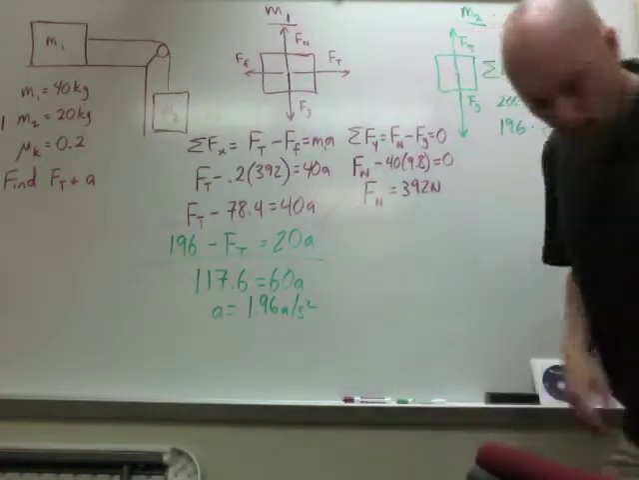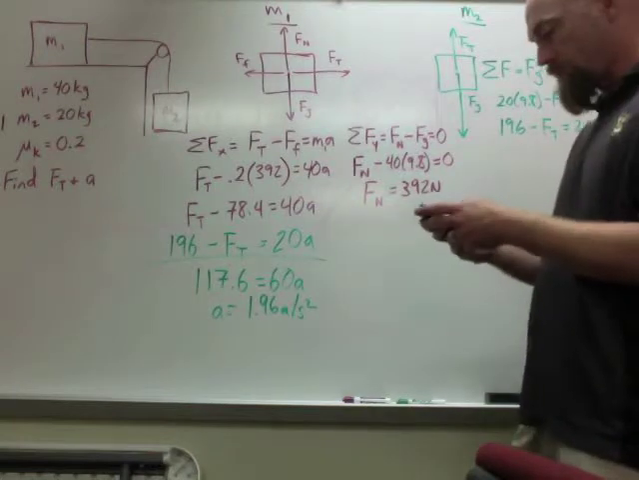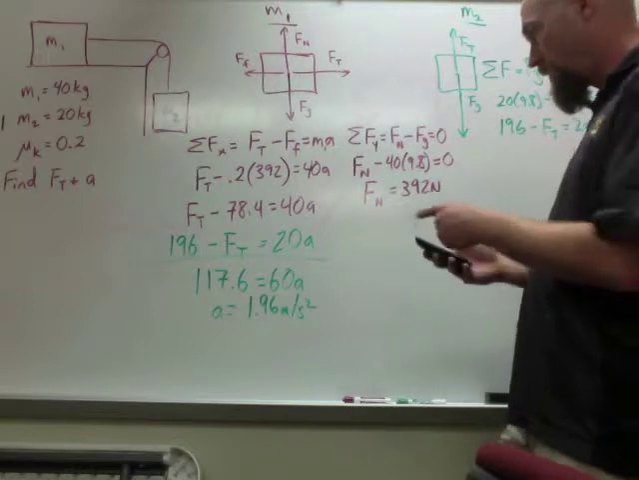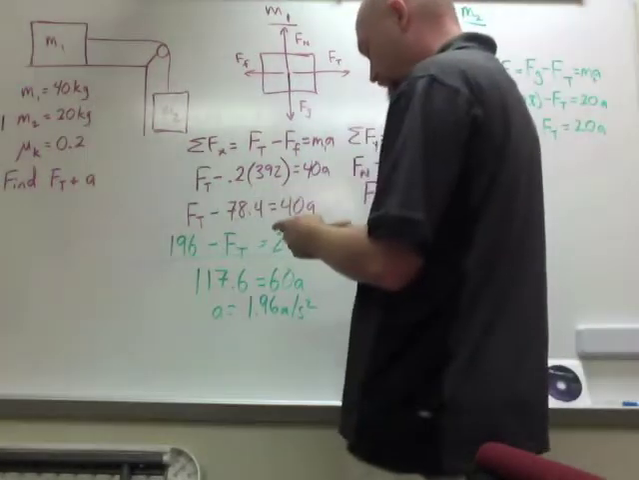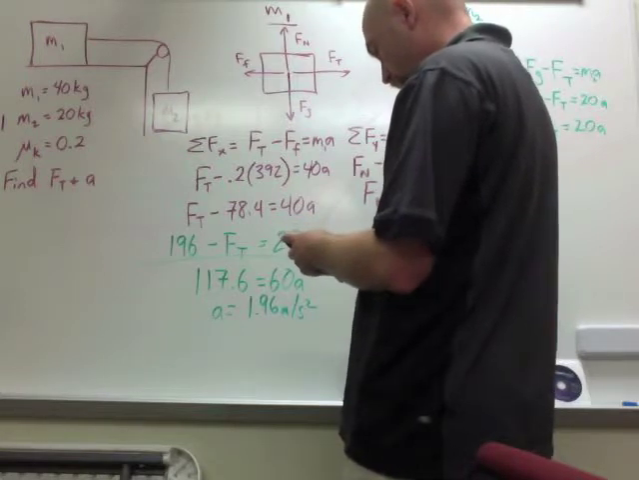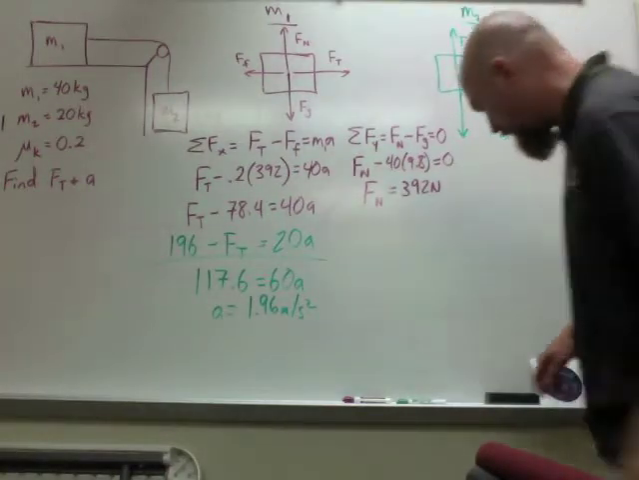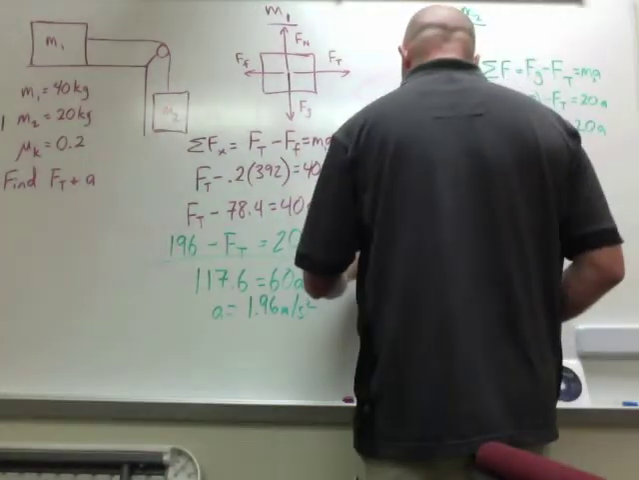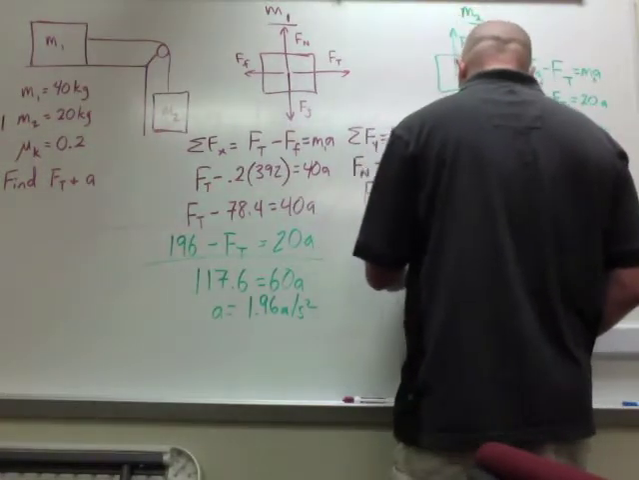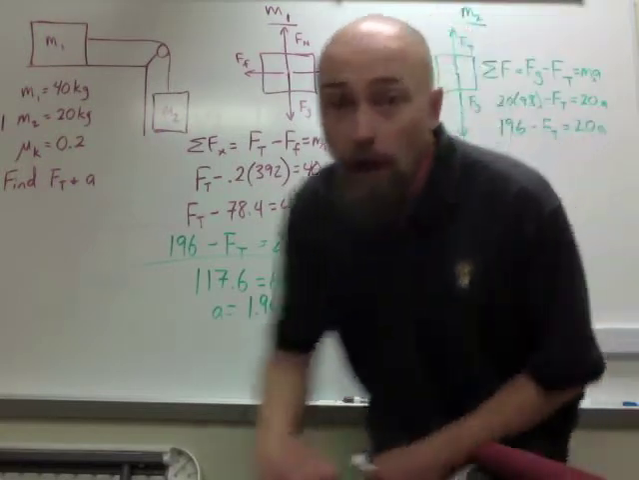But if I do it real fast, so 1.96, I'm just going to do one of them, but you guys can do both if you want, times 20, okay, and then I need to do 196 minus 39.2, and I get my Ft to be 156.8, so Ft equals 156.8 newtons, and again, if you plug it into the other one, you should get the same thing.